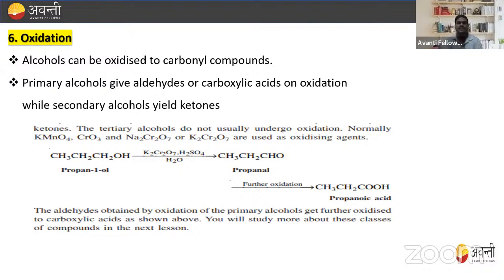For example, CH3CH2OH in the presence of K2Cr2O7 and H2SO4 converts into aldehyde, and on further oxidation it is converted into carboxylic acid. So the aldehyde obtained by oxidation of primary alcohol gets further oxidized to carboxylic acid as shown above. You will study more about this in the next session on aldehyde, ketone, and carboxylic acid, where we will study reagents like PCC, pyridinium chlorochromate, and PDC, pyridinium dichromate, which stop the reaction at the aldehyde level so that further oxidation does not take place.